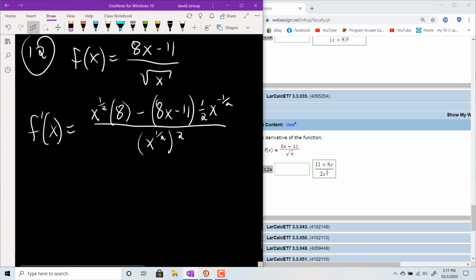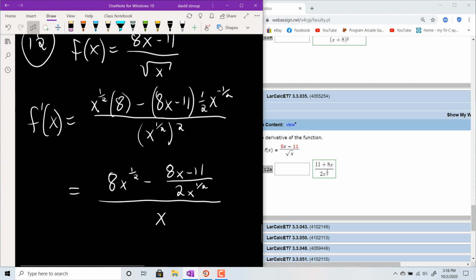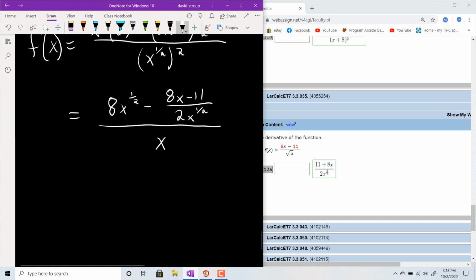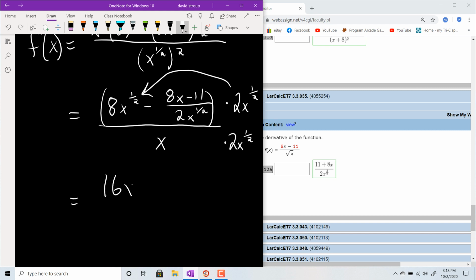Okay, start cleaning it up. So I'll have 8x to the 1/2 minus, and I'm going to rewrite this thing with a fraction. So I'll have 8x minus 11 all over 2x to the positive 1/2. Down below, you multiply the exponents. 2 times 1/2 is 1, so I'll just have x. Okay. In math, we hate complex fractions, so we're going to multiply top and bottom by 2x to the 1/2. Okay. And the numerator, when I distribute that thing to the first term, we'll have 16x to the 1/2 plus 1/2 is 1. Okay. And then when I distribute to the second term, it'll cancel with the denominator.